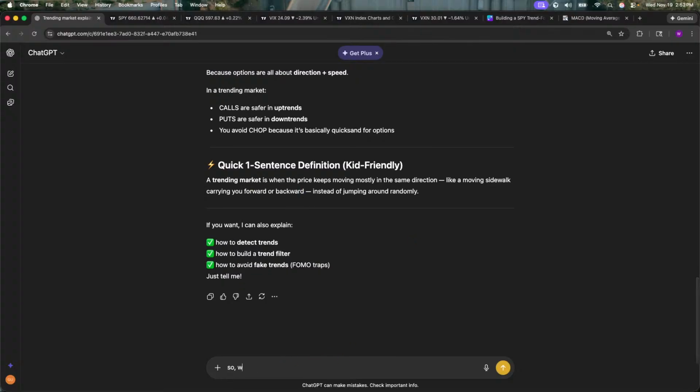So we are considering creating an algo strategy for 0 DTE. 0 DTE options are same-day options that expire the same day. 0 DTE options for SPY. SPY is the S&P 500, the top 500 companies within the New York Stock Exchange.